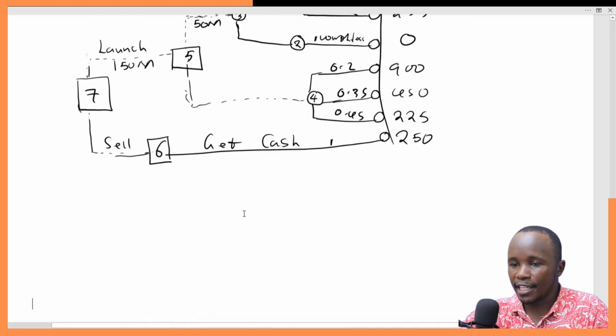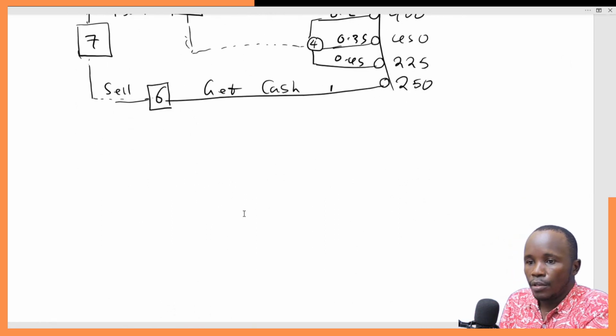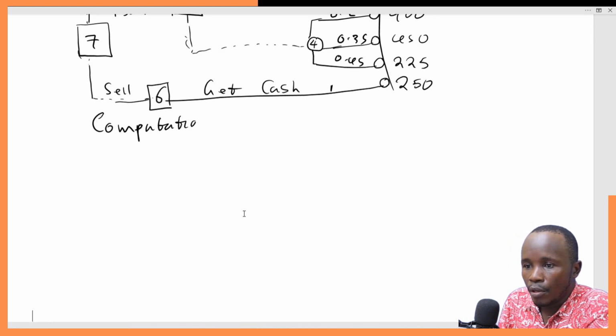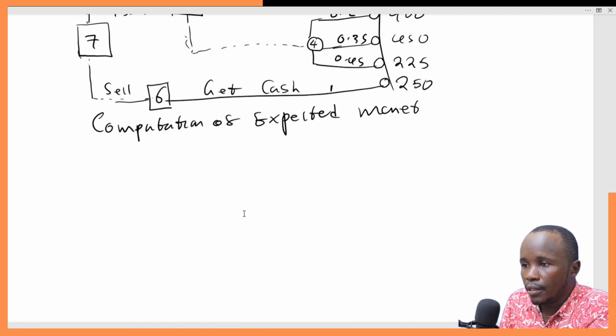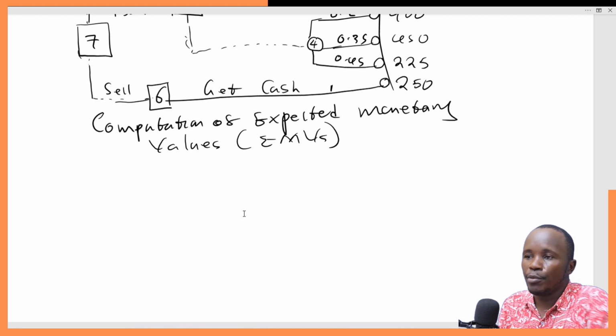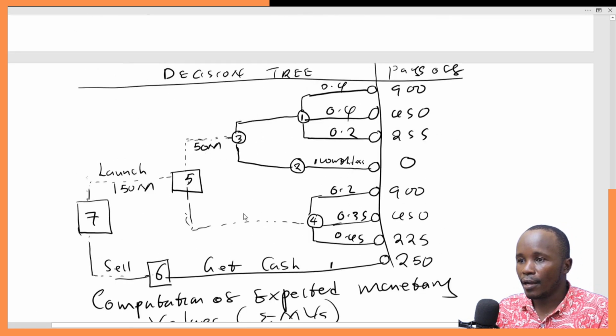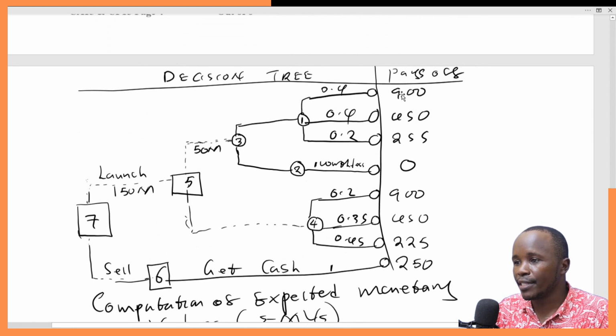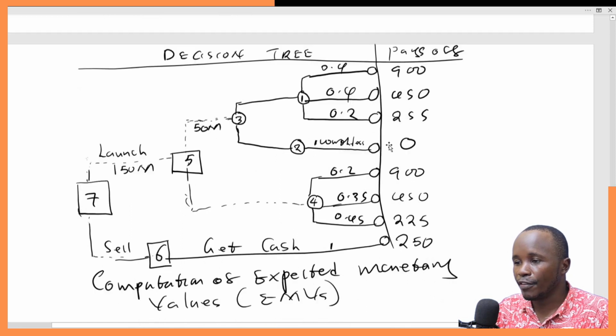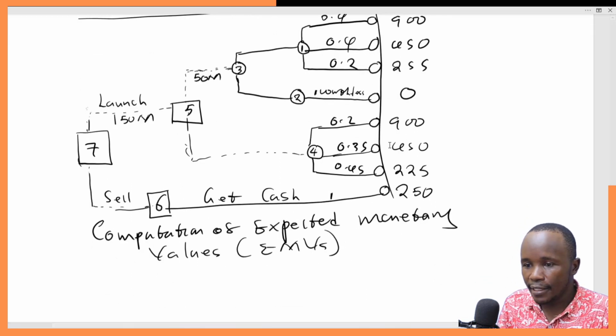Now, let's work out the expected monetary values. So we have the computation of expected monetary values. We call them EMVs, expected monetary values. Let's start with number 1. Here we have the probability 0.4 times 900 million, 0.4 times 450 million, 0.2 times 255 million. That will be the first category.